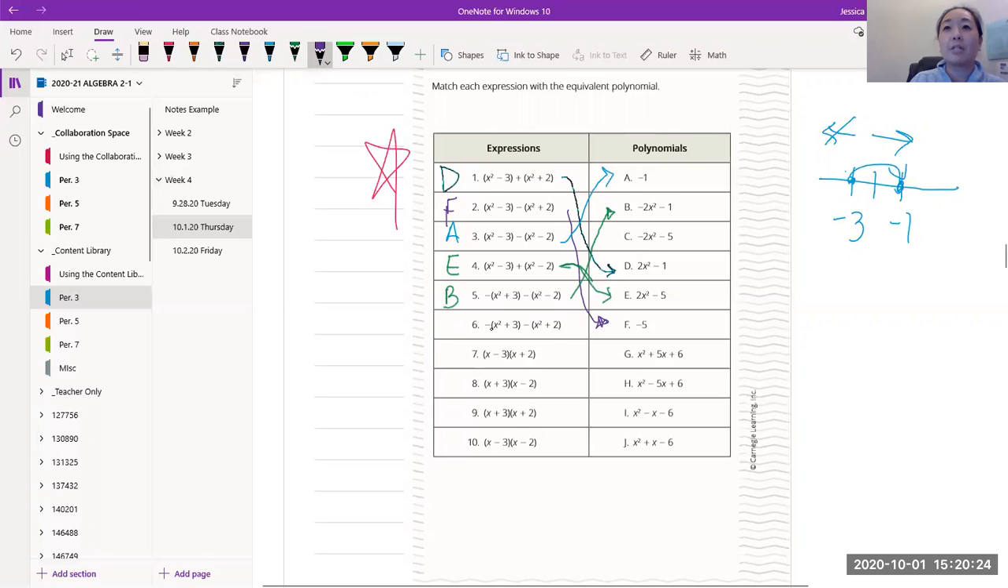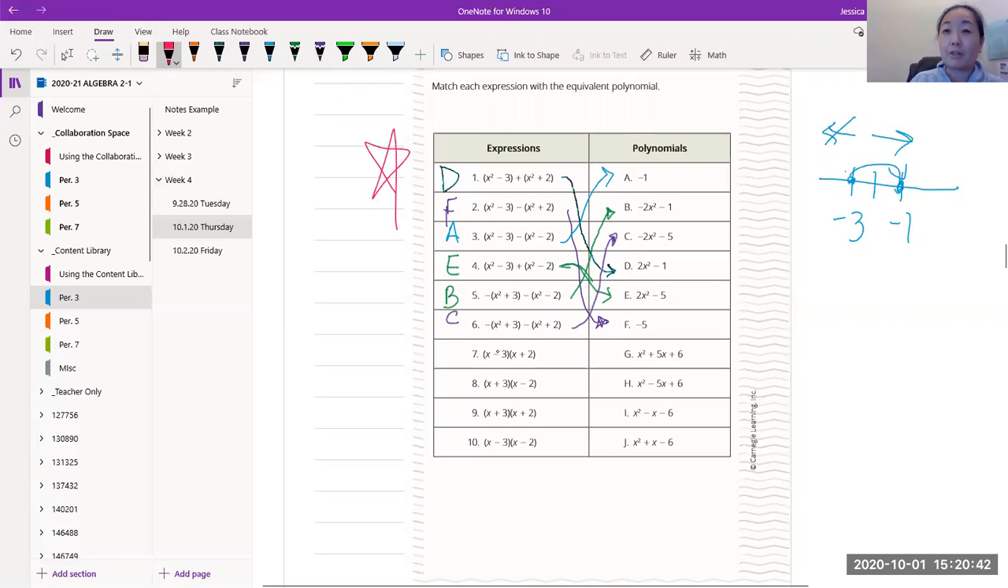Okay, so this one, negative x squared minus x squared is going to be -2x squared. And then this is going to be -3. Don't forget to distribute that. Minus 2 is going to be -5. There we go. So that's going to be C. Then we're going to go on to the next one.